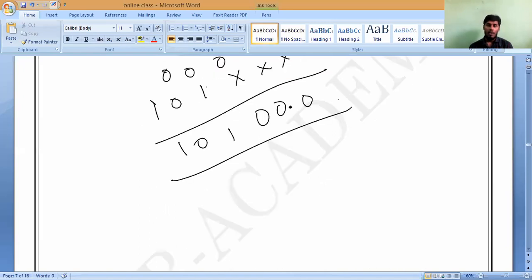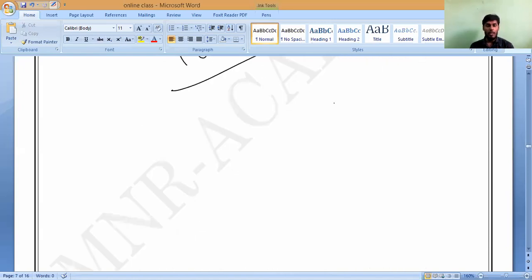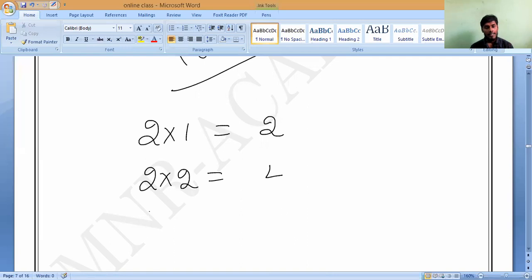Now, let us go with that. Suppose you see, two table. Tell me two table, anybody please. What is the two table? Two ones are? Speak normally. 2 ones are 2. Correct or not? Next, same way. 2 twos are 4. Same way, 2 threes are how much?